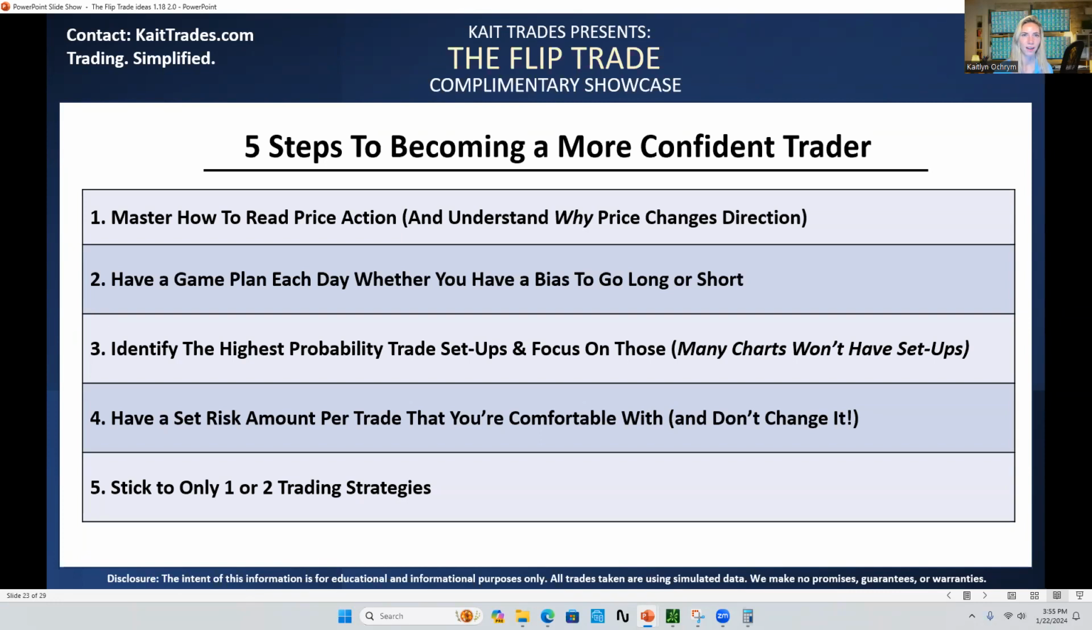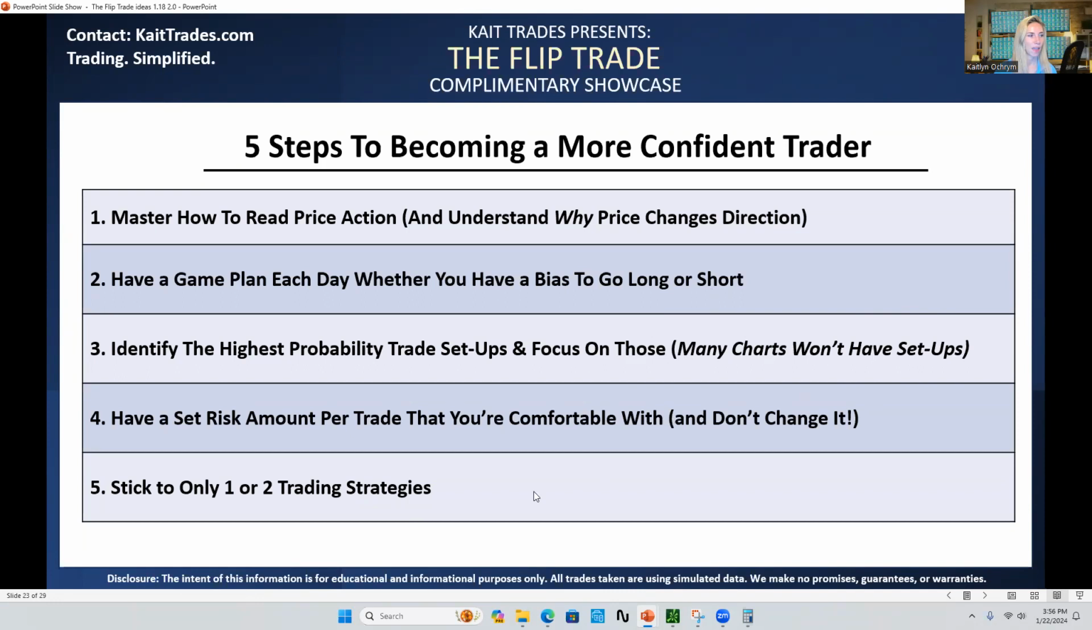You've got to do a little bit of prep work and understand the back testing side, as far as where those high probability trades have been in the past, and use that information moving forward to find key entry points with more confidence. So identify the highest probability trade setups and focus on those. Many charts won't have setups. This is key, and I've been guilty in the past of looking at way too many charts and finding setups on everything, or setups that I think are there that actually aren't.